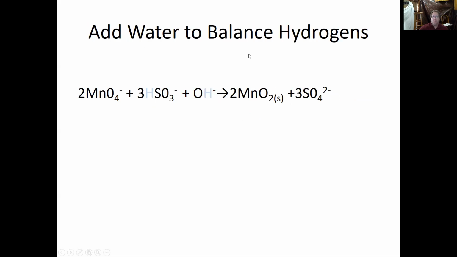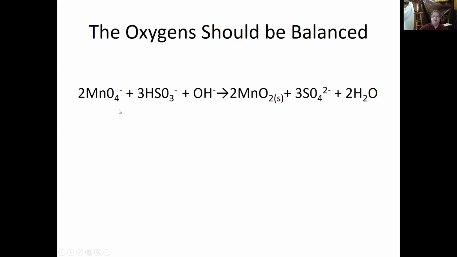We need to add water to balance the hydrogens. Now notice on this side I have 3 hydrogens here and 1 hydrogen here. That's a total of 4 hydrogens. 4 hydrogens, that means I need to add 2 waters to the other side. Sometimes you'll have hydrogens on both sides and just need to find out what the difference is. Now when I do this, I add my 2 waters to the right side. The oxygen should be balanced. Now I can go through that. 2 times 4, 8 oxygens here. 3 times 3, 9 oxygens here, 1 here, I have 8 here, 12 here, and 2 here, or 18 oxygens on each side, and I have an overall balanced equation.